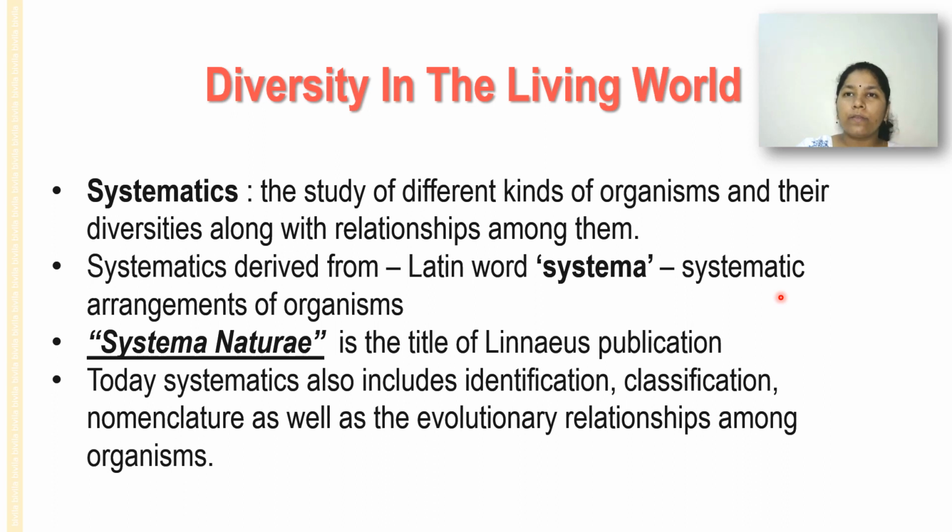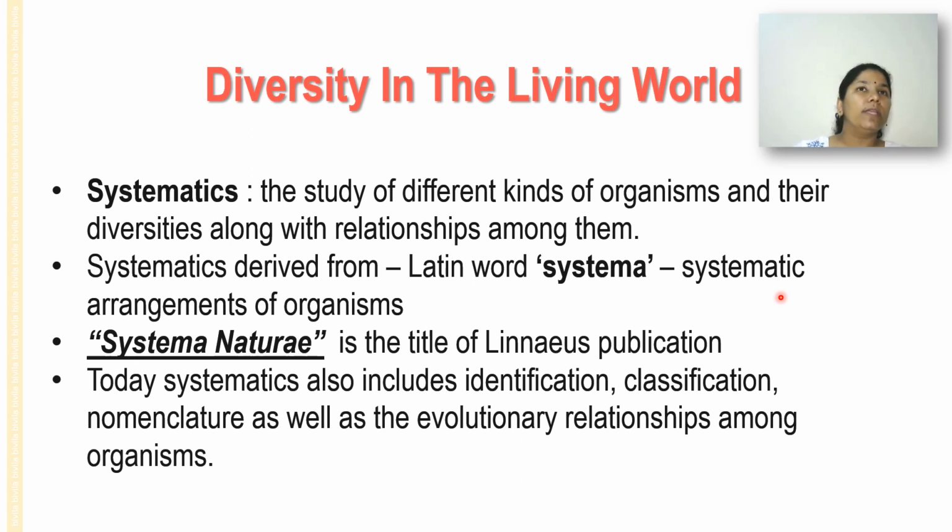What is biodiversity? The types and number of living organisms present on the earth is known as biodiversity. Another term we learned is identification. What is identification? It is to know the description of the organism as well as what the organism is attached to. That process is known as identification, right?